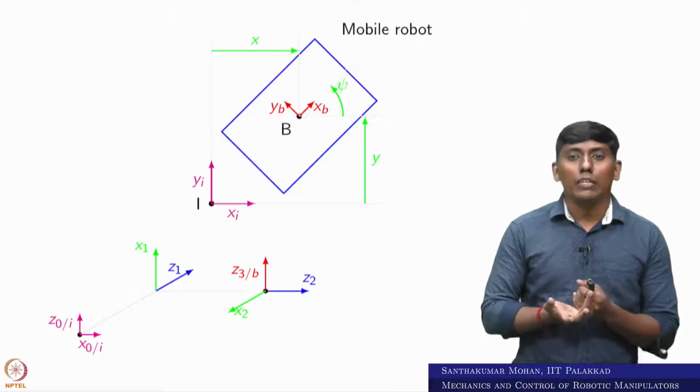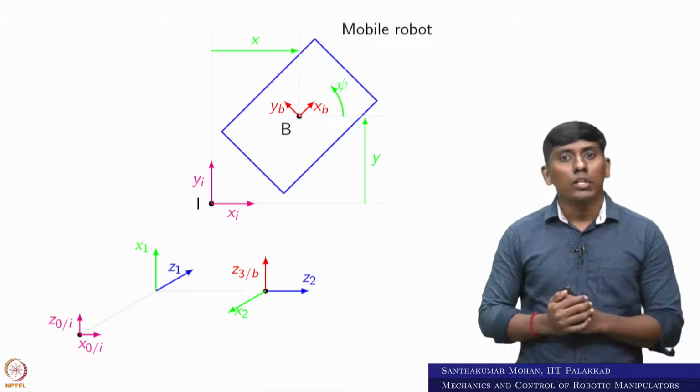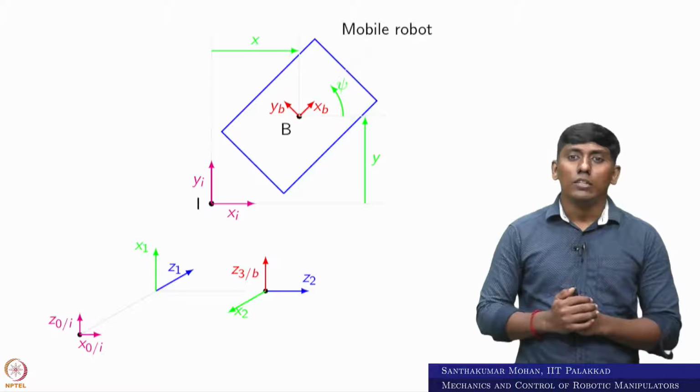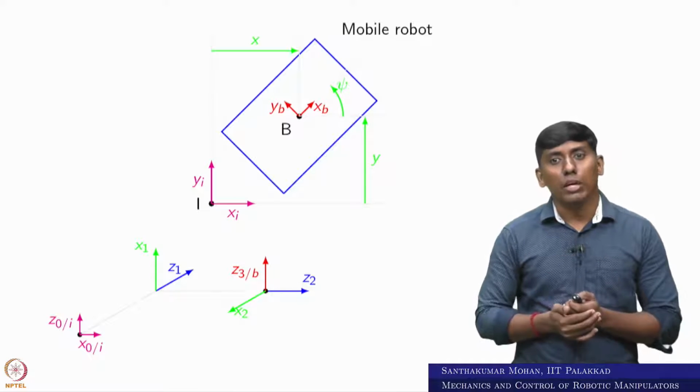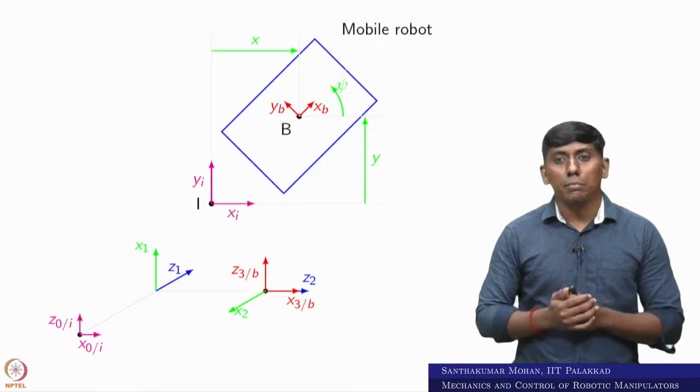Now x3 I can choose as per my own, because there is no preceding link. So I can choose it simply parallel to x0. In that sense, x3 and xb are parallel.